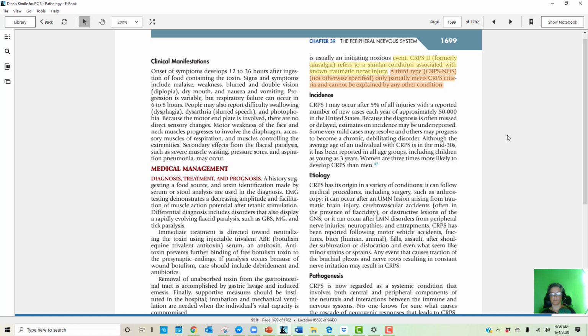Women are 3 times more likely to develop CRPS than men. Etiology. CRPS has its origin in a variety of conditions. It can follow medical procedures, including surgery, such as arthroscopy.